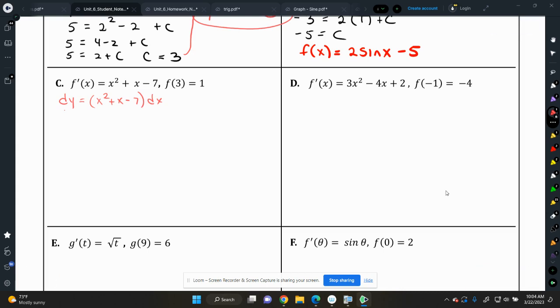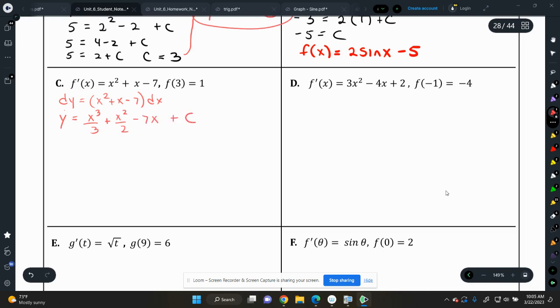Okay, so now we're going to integrate both sides. So that means we can say y equals x to the third over 3 plus x squared over 2 minus 7x plus c. Everybody good with that? Okay.